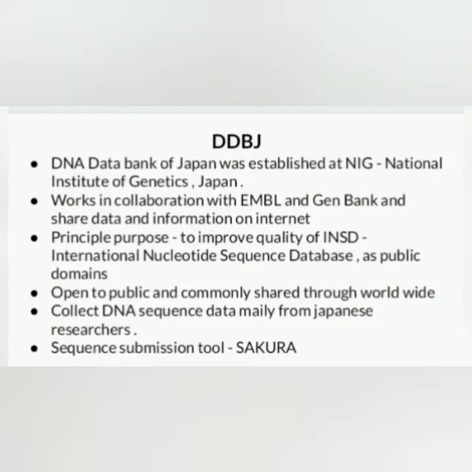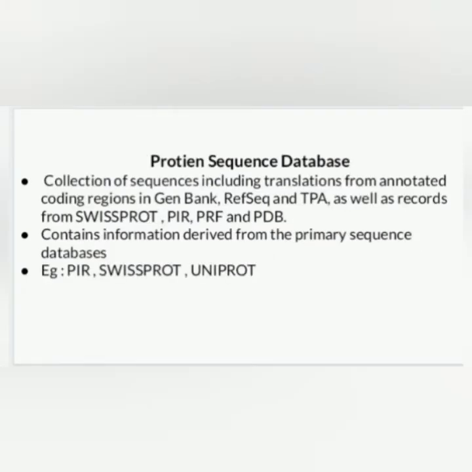DDBJ, the DNA Data Bank of Japan, was established at NIG, the National Institute of Genetics, Japan. It works in collaboration with EMBL and GenBank and shares data and information on the Internet. Its principal purpose is to improve the quality of INSD, the International Nucleotide Sequence Database. As public domains, they are open to the public and commonly shared worldwide. It collects DNA sequence data mainly from Japanese researchers. Sequence submission tool: Sakura.